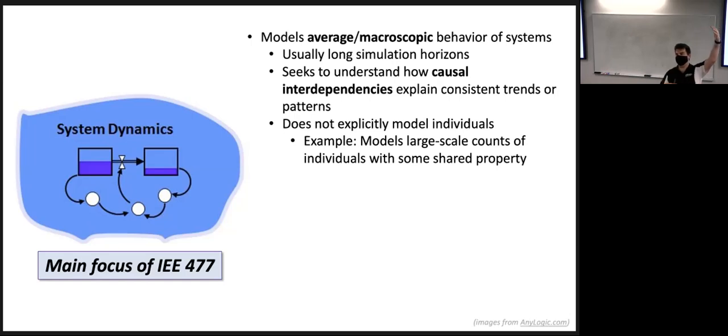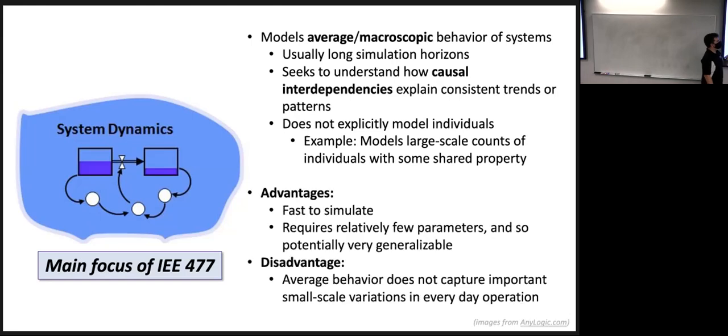Given you have a lot of susceptibles and very few infectious, on average, how are the susceptible and infectious populations going to change over time? We don't care necessarily about any particular susceptible or infectious individual, but we care about how many there are over time, and we care about the average. Over many universes, what's the average behavior across those universes? So we don't model the individuals, just large-scale counts of individuals with some shared property. That's system dynamics modeling.